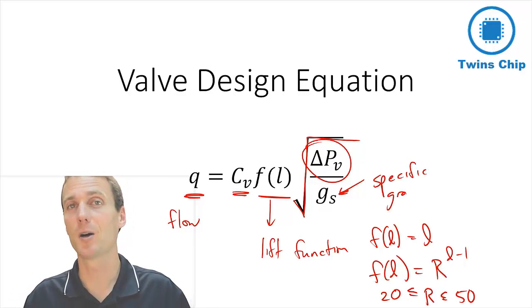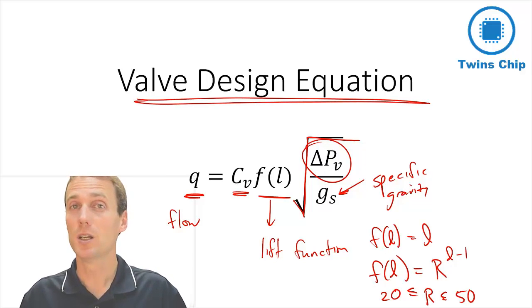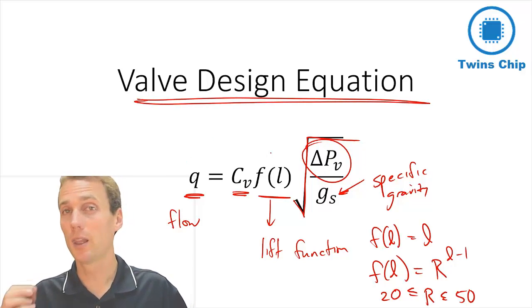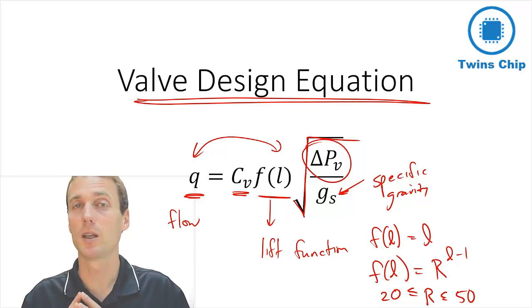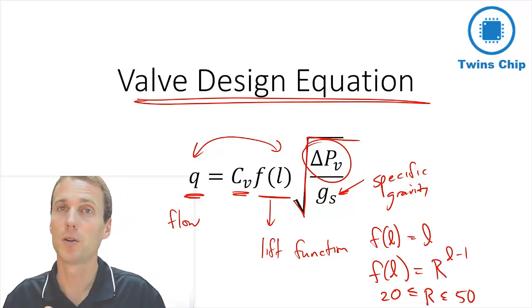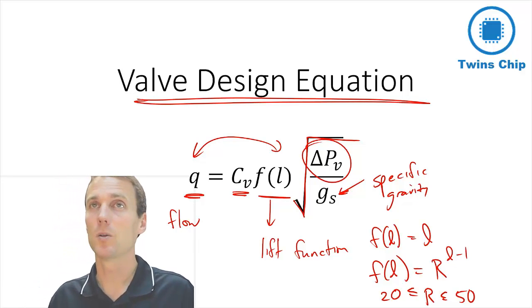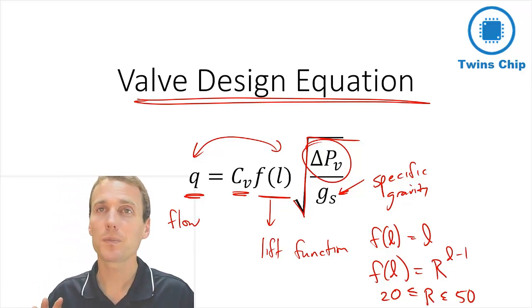Okay, so that's in the denominator. So this is the valve design equation, and it relates the lift to the flow. And if we have constant pressure drop through the valve, then it's just going to be lift and flow that are going to be the two variables in that problem. Okay, so let's go to a chart now.